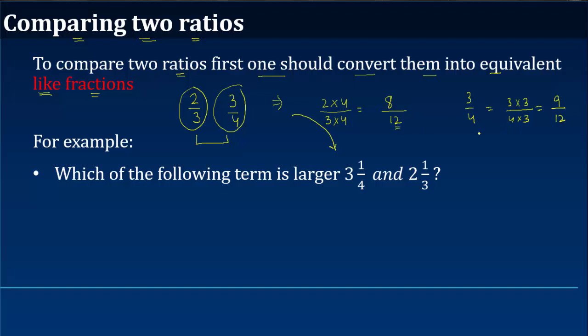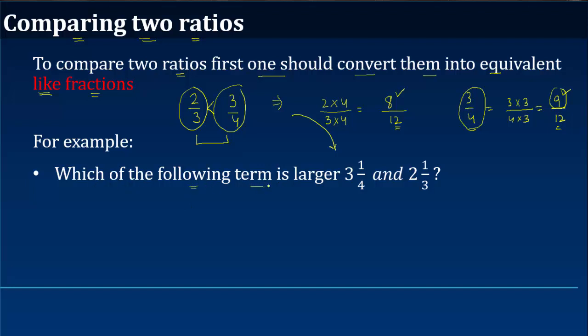Now, since the denominator is common in both cases, the only thing we need to do is find out which of the numerators is greater. In this case, since 9 is greater, which is for 3 by 4, we say that 3 upon 4 is greater than 2 upon 3. Let's look at one more solution for this.